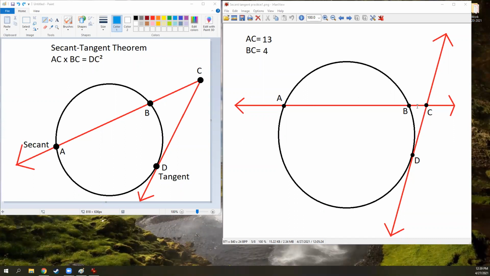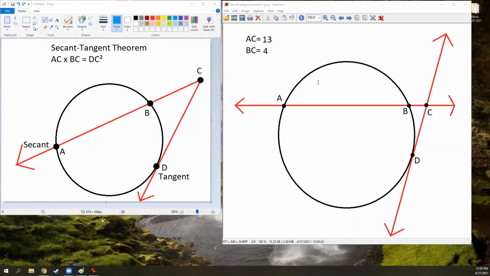So all of our letters are the same. And I'm saying that because the letters don't have to be the same. Even though the theorem is AC times BC equals DC squared, they can change the letters entirely. And they're going to do that. I think the worst one I've ever seen is they actually used A, B, C, and D, but they changed the order entirely. Like they put A here, B here, C there, D there. Like they just want to mess with you.